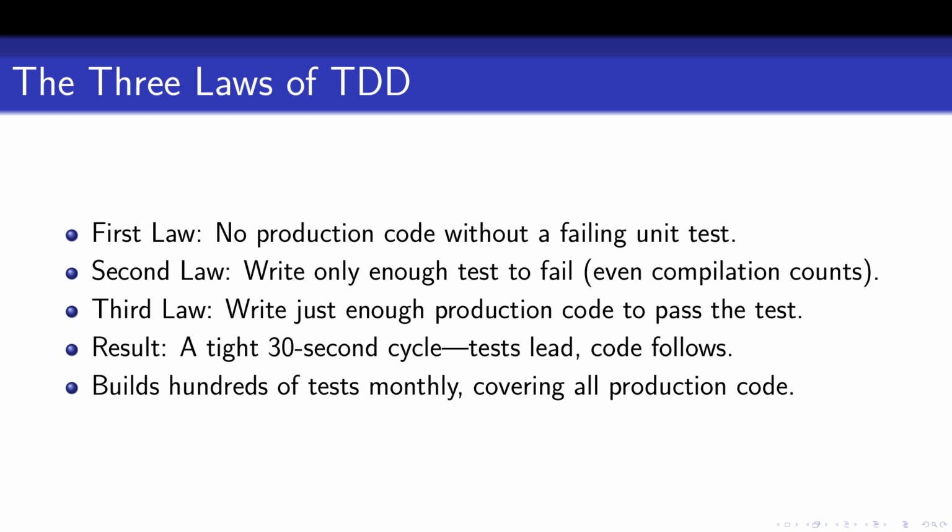Now, let's talk about the 3 laws of test-driven development, TDD for short. These are the golden rules that keep your coding tight. First law: you can't write a single line of production code until you've got a failing unit test staring you down. Second law: only write enough test code to make it fail. Even a compilation error counts. Third law: write just enough production code to pass that failing test, no more, no less.